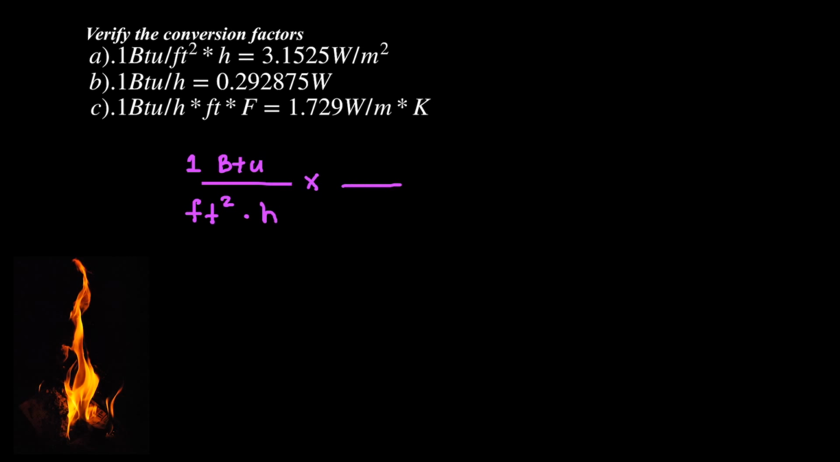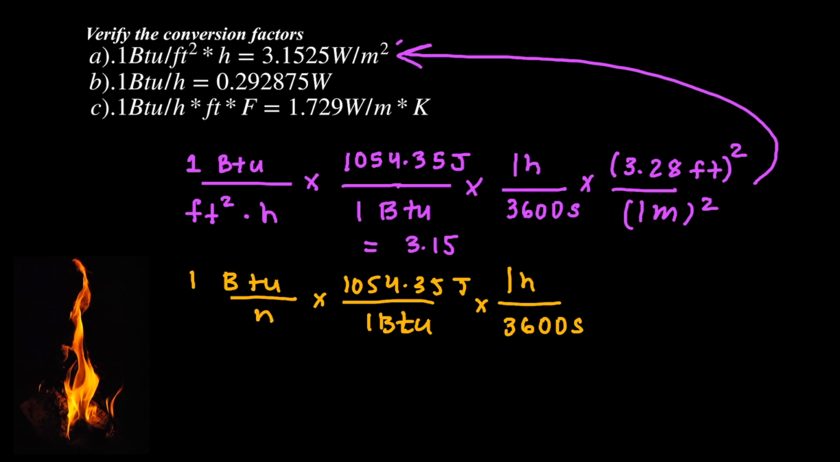Let's try another one. 1 BTU per hour. We know that 1 BTU has 1054.35 joules, and 1 hour has 3600 seconds. So if I put everything back in together, I get 0.292875 watts. Important just to convert straight from BTU to watts.